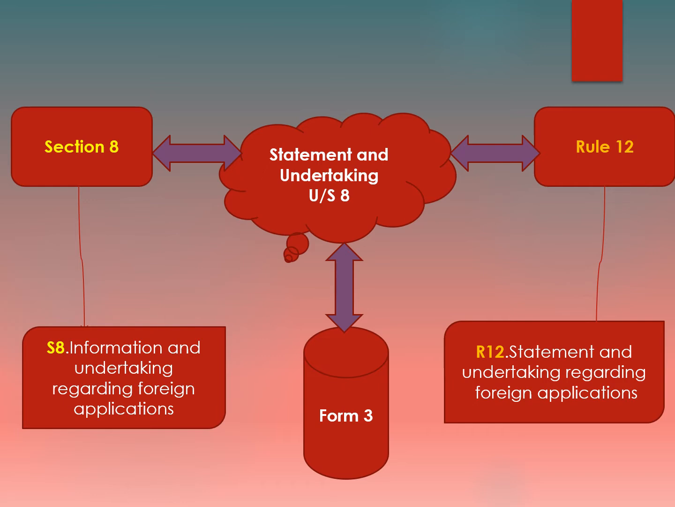Fine. So, Form 3, which is the statement and undertaking under Section 8, and Section 8, which is the information and undertaking regarding foreign applications, and Rule 12, which is statement and undertaking regarding foreign applications. So easily you can correlate all three and a clear relationship can be established, so that whenever a question comes from any of these, you can answer very well. Fine. Okay, let us proceed.